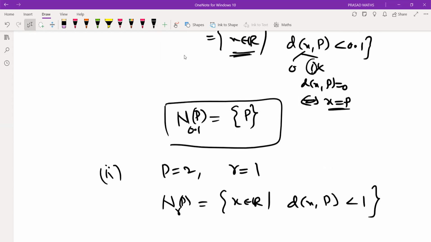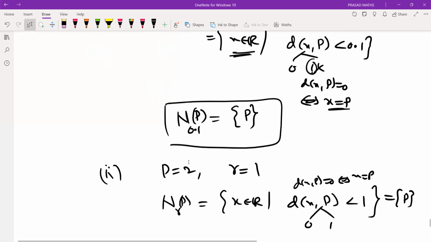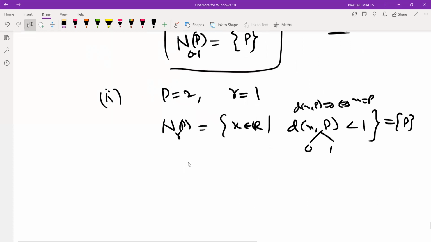R means 1. Again, the distance is 0 or 1. 1 cannot be possible because 1 cannot be less than 1. The only possibility is that the distance between x and P is 0. That means x equals P. So your neighborhood is only the singleton P. This is also a bounded set, because a singleton set is always a bounded set.